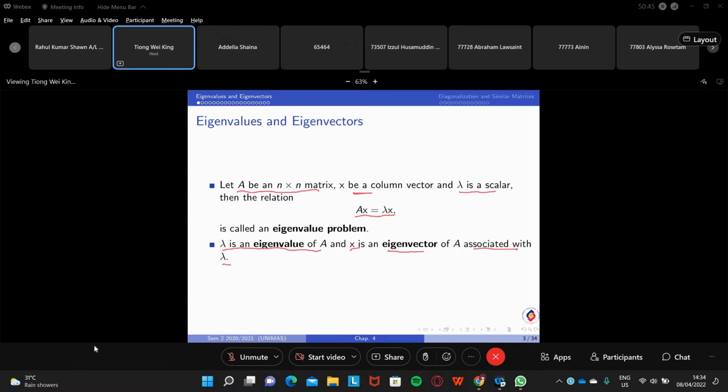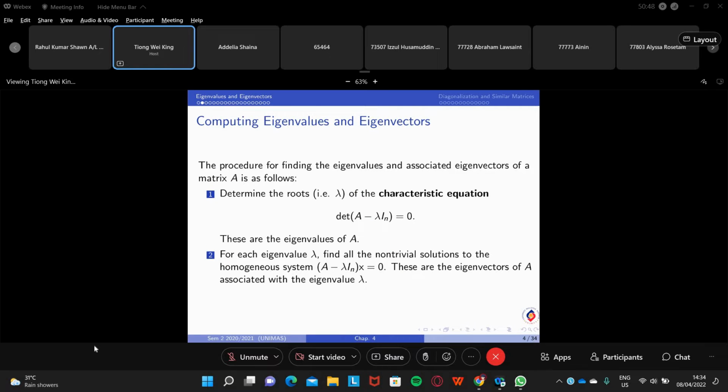Next, how do we find the eigenvalues and eigenvectors? There are two steps here. The first one is you need to determine the roots of the characteristic equation. So what is the characteristic equation? This is the formula: the determinant of A minus lambda I, where I is the identity matrix, lambda is what we want to find, and A is the given matrix, equals 0. The roots lambda here are the eigenvalues.